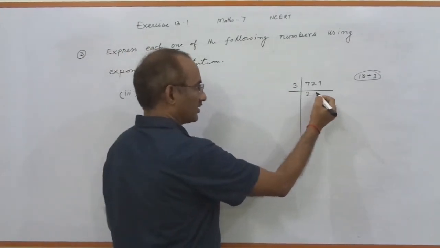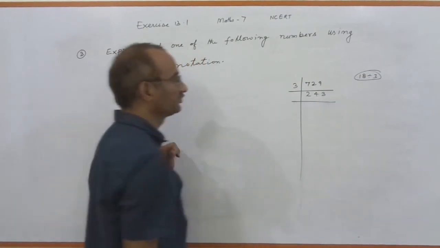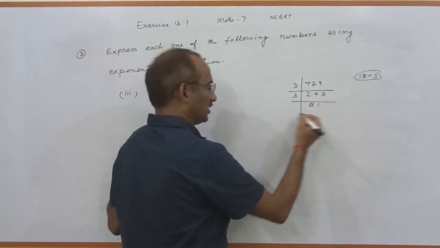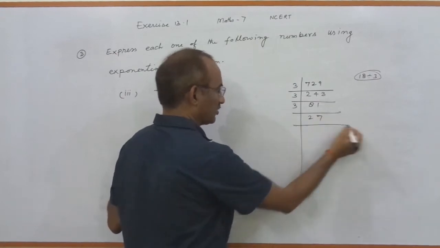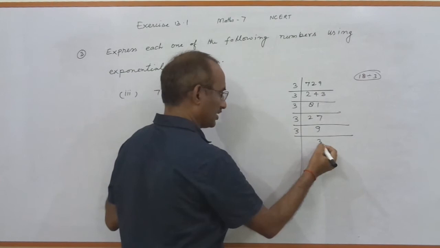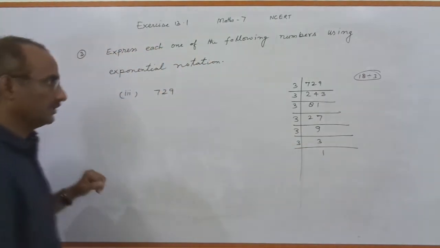3 twos are 6, 3 fours are 12, 3 threes are 9. 3 eights are 24, 3 ones are 3. 3 twos are 6 and 3 sevens are 21. 3 nines are 27 and 3 threes are 9 and finally we get 3 ones are 3.